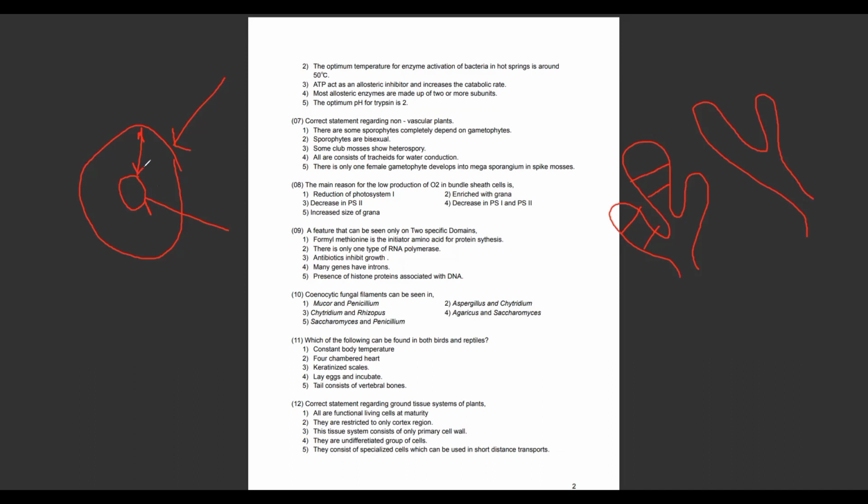Right? Parenchyma, they are living at functional maturity and they don't have secondary cells. The function they perform, right, metabolic functions like synthesis of organic products like photosynthesis, and they retain the ability to divide and differentiate under suitable conditions like that. And down here, look at the answers given here. They are restricted only to the cortex region. No, not only the cortex region, right?